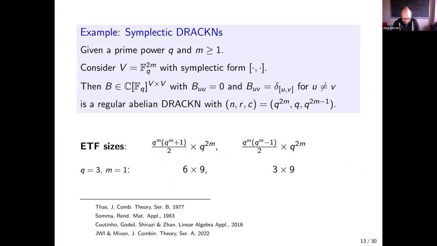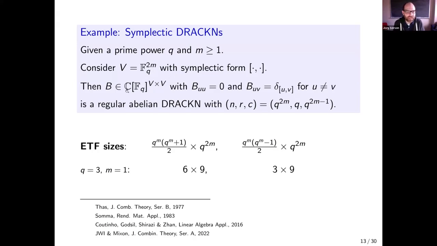Okay, so here I just have a few examples of this process. This isn't super important, but I just want to mention there are some cool constructions of DRACKNs. So here, if you're given a prime power q and any number m that's greater than or equal to 1, then you make 2m-dimensional space over Fq. This is a vector space over a finite field. You equip it with a symplectic form, and then this is some beautiful classical geometry that will determine a DRACKN.